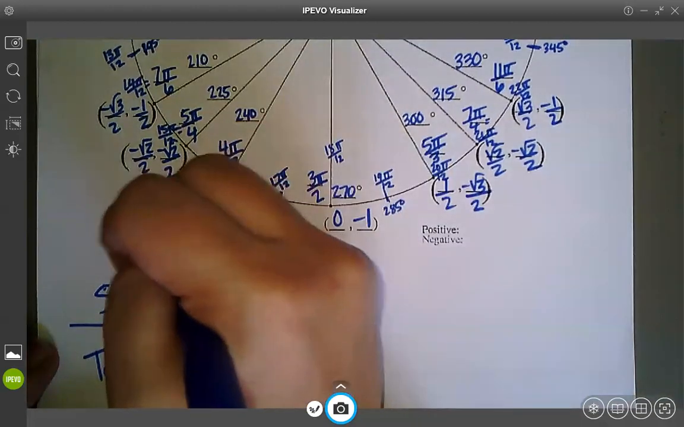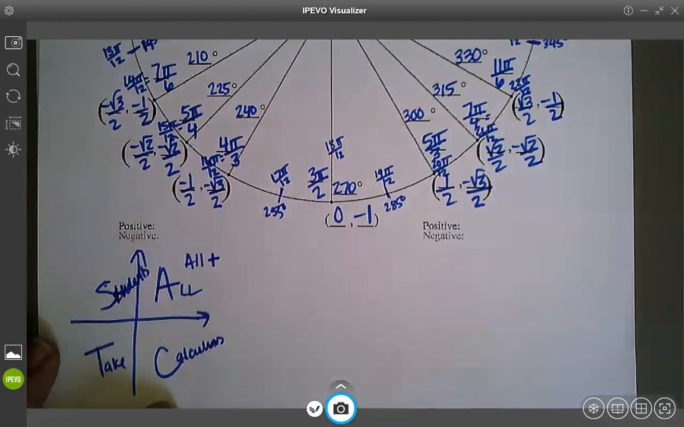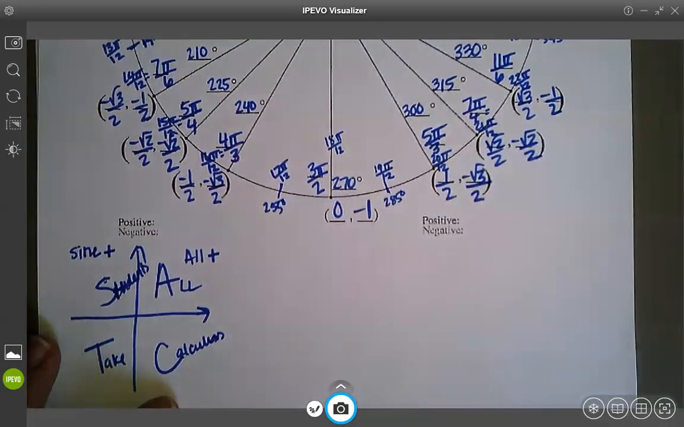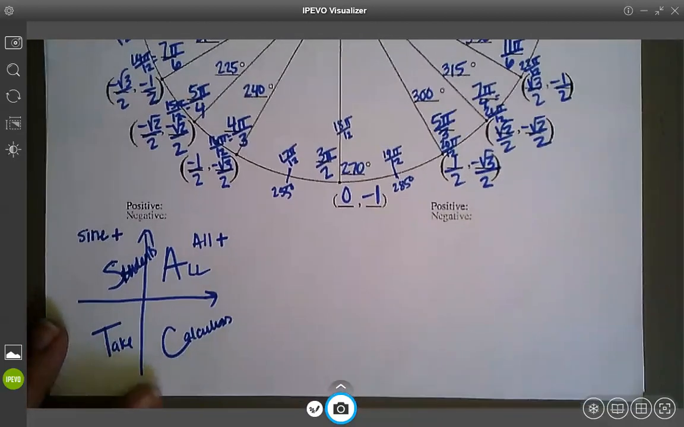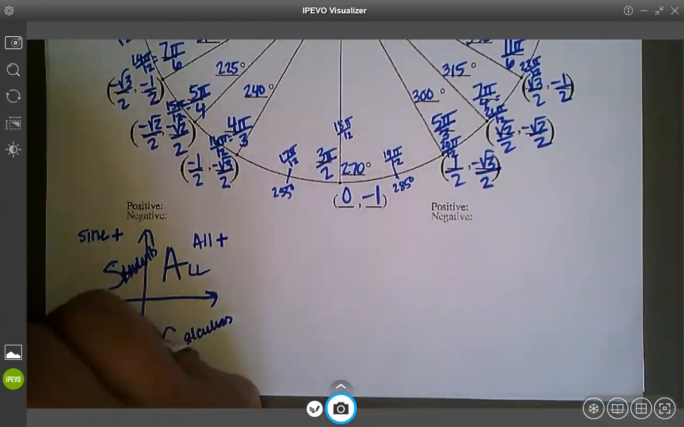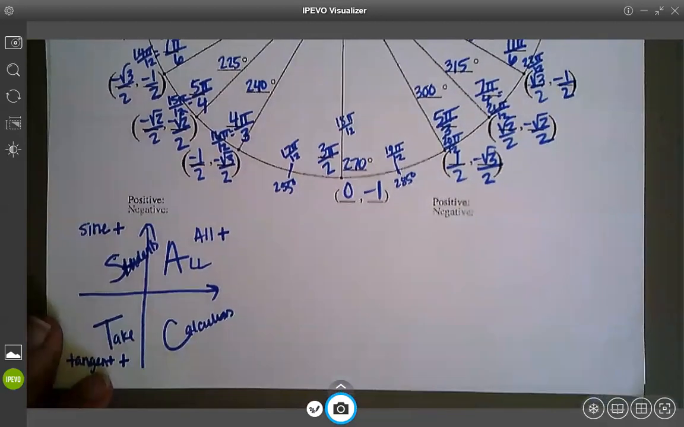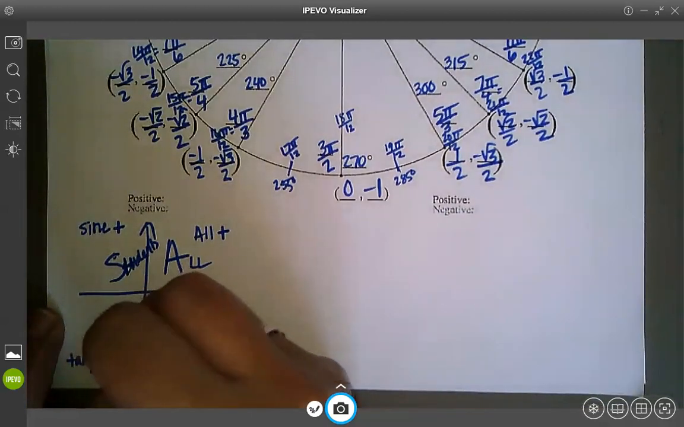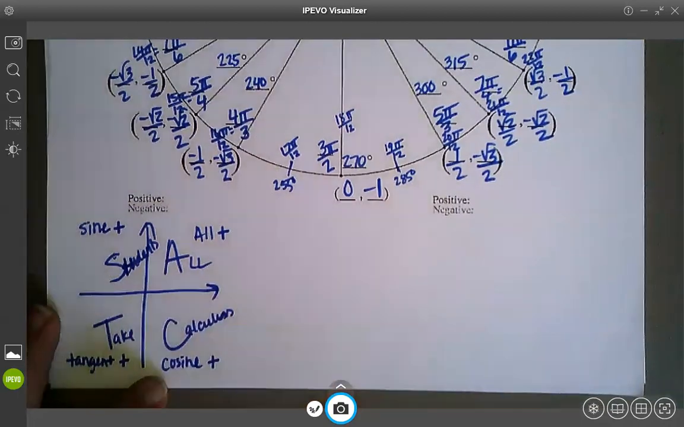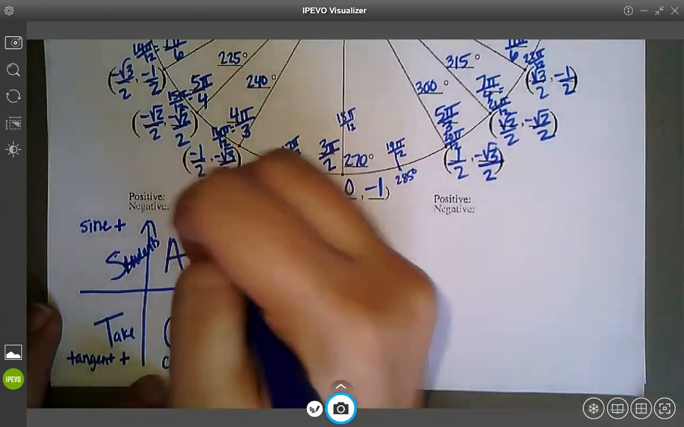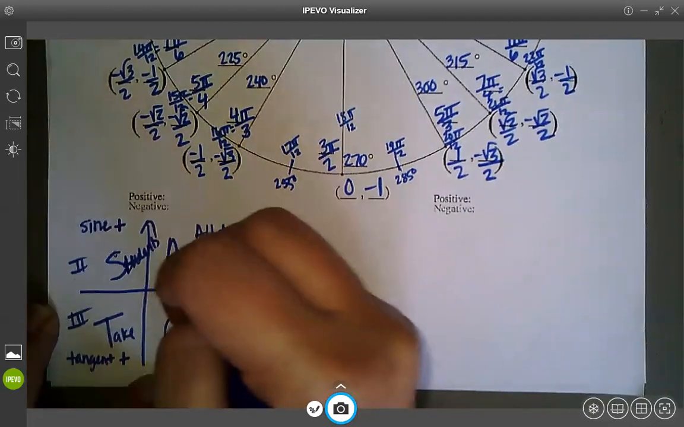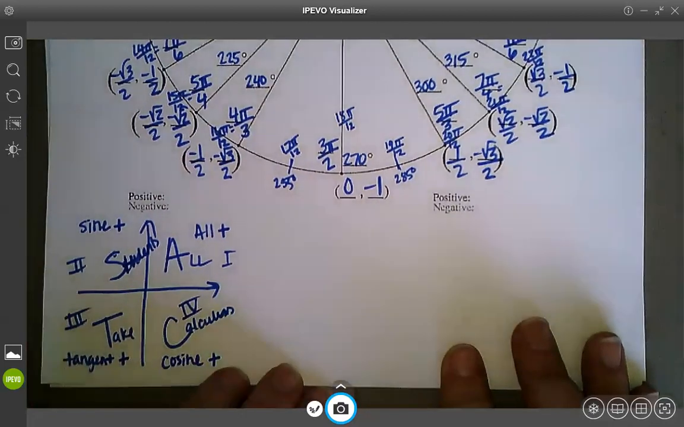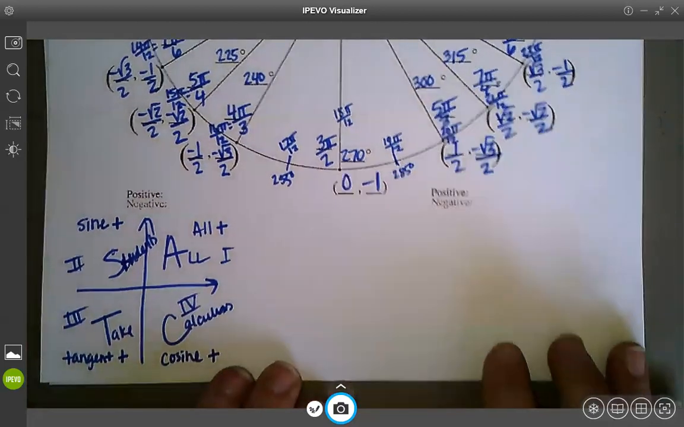All trig functions are positive here. Only sine and its reciprocal is positive in quadrant 2. Everything else is negative. Only tangent and its reciprocal are positive in quadrant 3. And only cosine and its reciprocal are positive in quadrant 4. So this is quadrant 1, 2, 3, 4. What's the bottom one? Calculus, cosine? Cosine, yes.